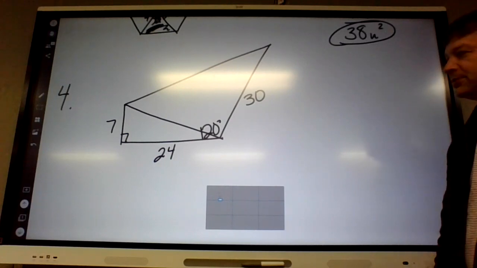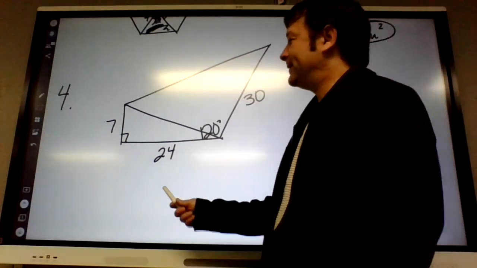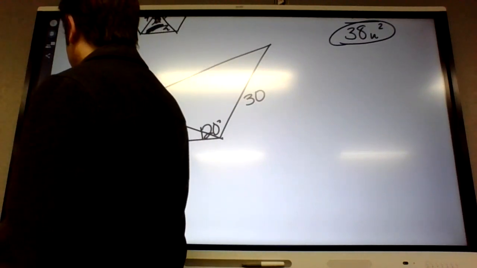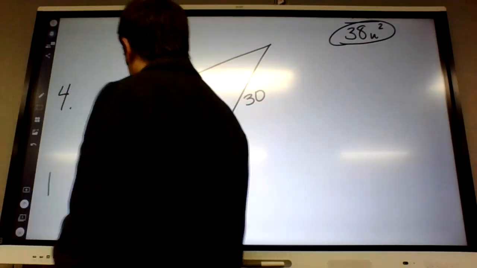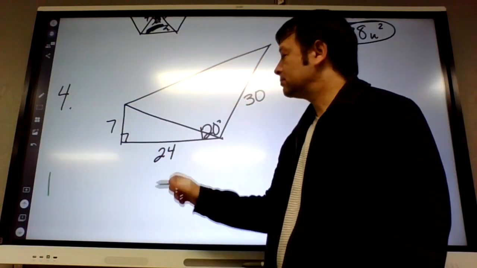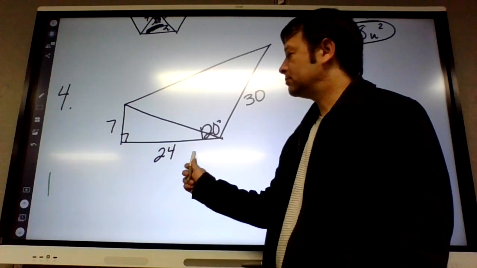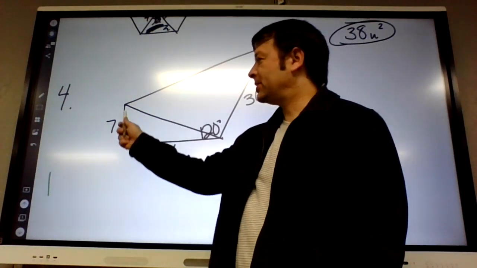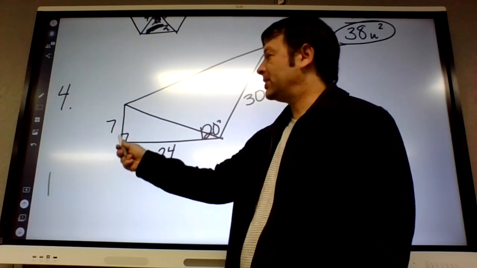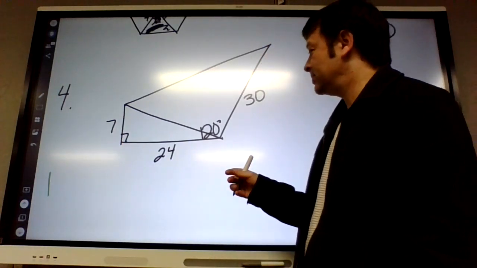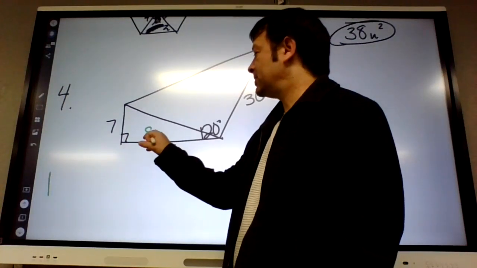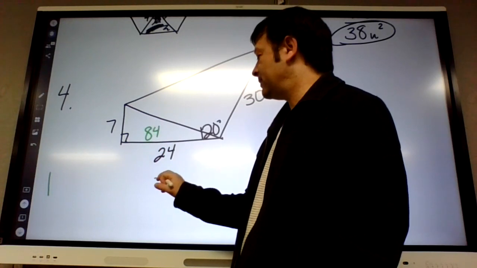Okay, so let's go red here, or green. I never use green. How could I find the area of this triangle? 1/2 base times height. Since it's a right angle, you can just use that as a base and height. We don't need the special 1/2 AB sine of C thing. Okay, so 7 times 24 divided by 2.